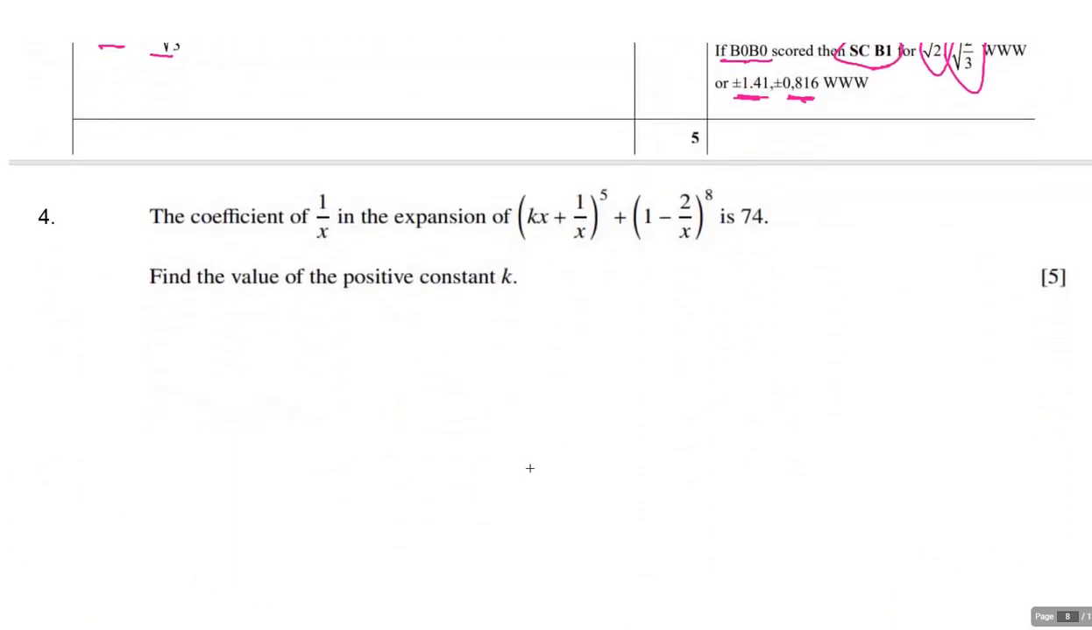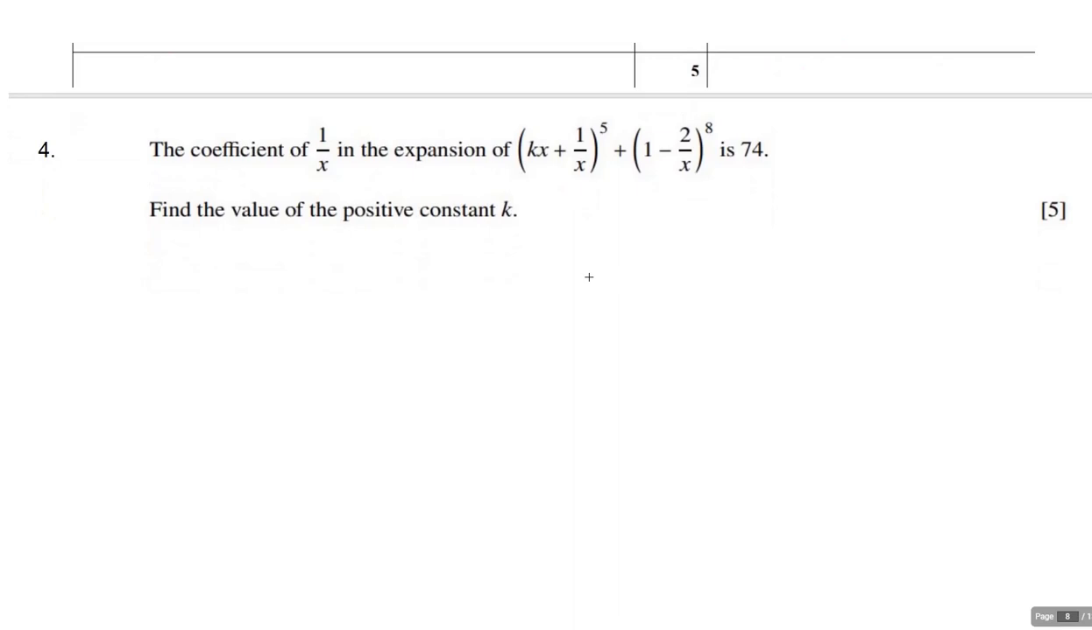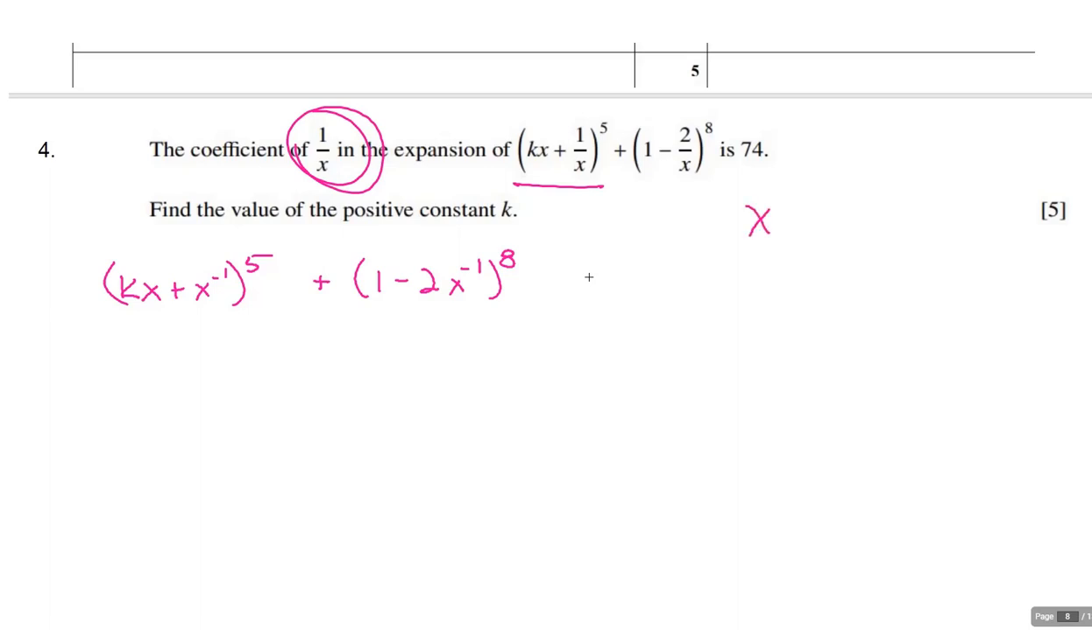And see here, you can see this is pretty similar. Just verbally, tell me what you would do in this one. I would first reorganize it. So what would this one be? Kx plus x to the negative 1 power, all to the 5th. Okay, and what's this other one going to be? Plus 1 minus 2x to the negative 1 power to the power of 8. All right, now, remember, what term are we looking for? X to the negative 1 power.